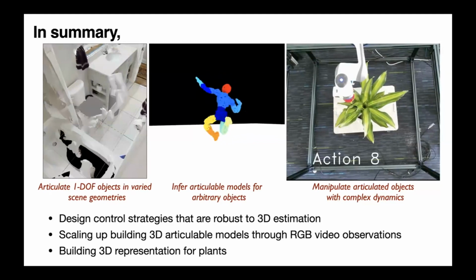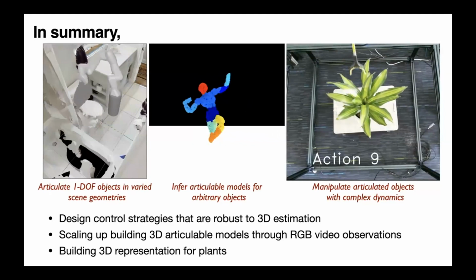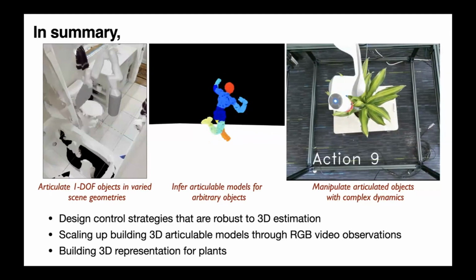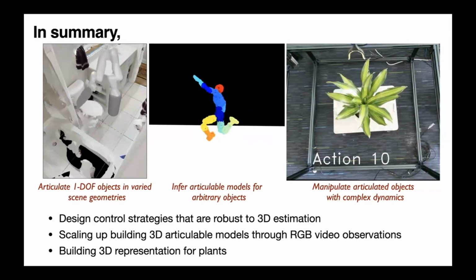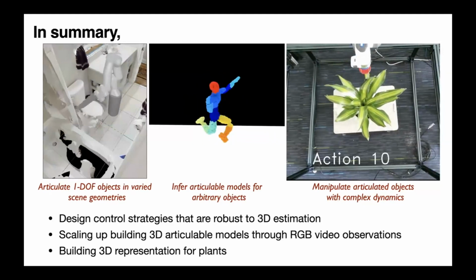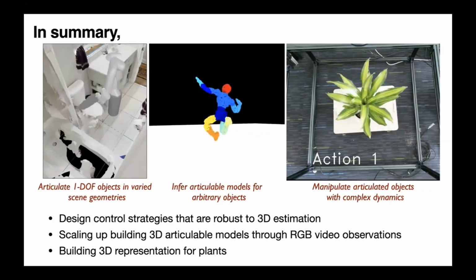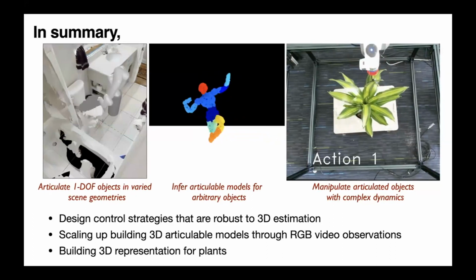And the last one I like to bring up is, how can we build 3D representations for plants, right? I mean, should I do voxels? Should I do implicit surfaces? I mean, these things deform. What is the right way of thinking about them is something to think about.